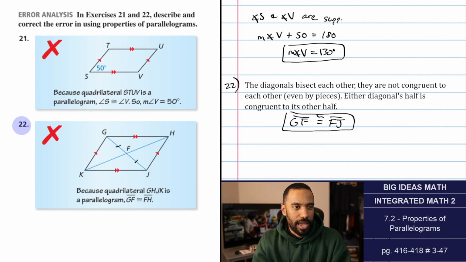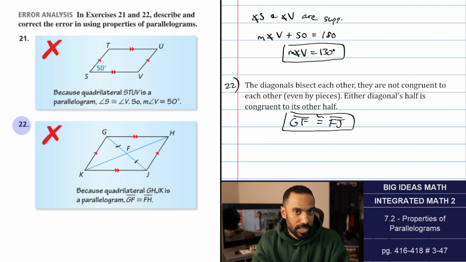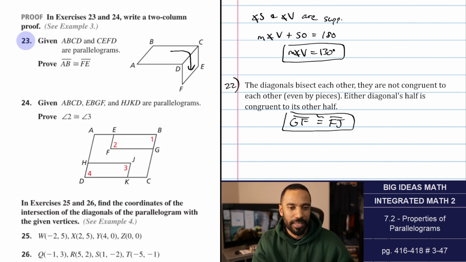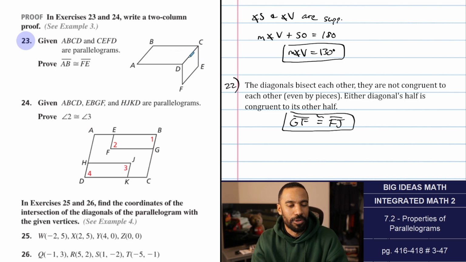All right, silly errors. Now, listen, in a rectangle, that would have been true. GF and FH in a rectangle totally would have been congruent. We'll learn those later. This looks like a 3D, this looks like a folded down object, like a table, like falling off the table right there. I don't know if that's what they have. Oh, no, these are just parallelograms.